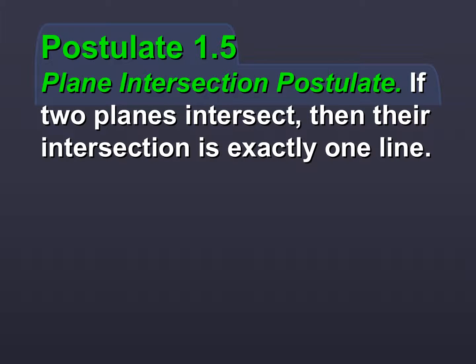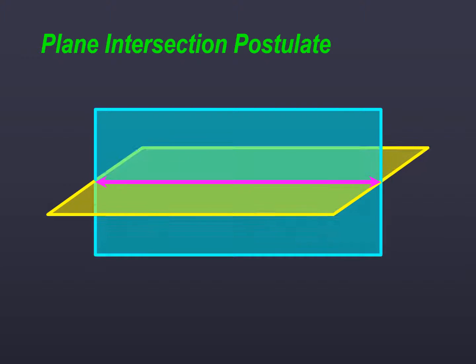Our last postulate is the plane intersection postulate. And that says if 2 planes intersect, then their intersection is exactly one line. So when 2 planes collide, they collide at one line. That's the name of their intersection. So let's take a look here. As you can see, we've got a blue plane and a yellow plane, and when they intersect, they create that pink line right there. So you can see that when 2 planes intersect, they form a line.